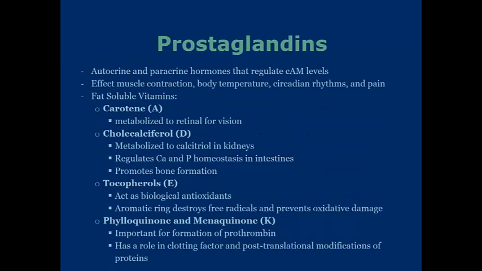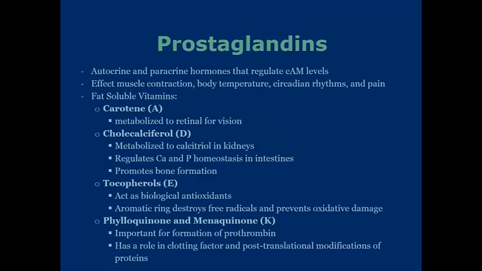Prostaglandins are autocrine and paracrine hormones that regulate cAMP levels. They can affect everything from muscle contraction to body temperature to circadian rhythms, along with pain. The fat-soluble vitamins are often characterized by letter, but they have more formal names as well. Vitamin A is also known as carotene. It is metabolized to retinal for vision. Cholecalciferol, or vitamin D, is metabolized to calcitriol in the kidneys.